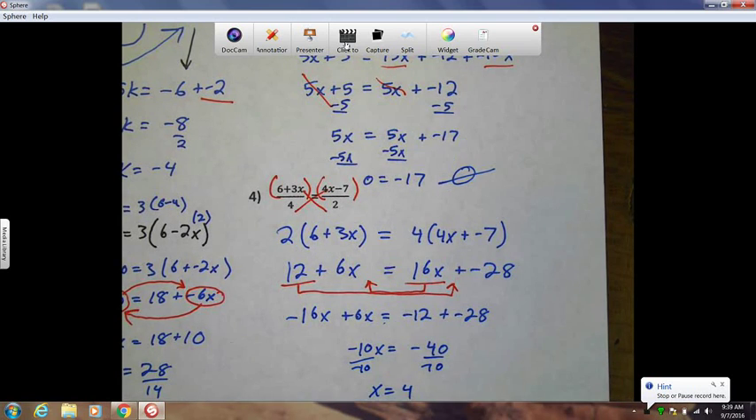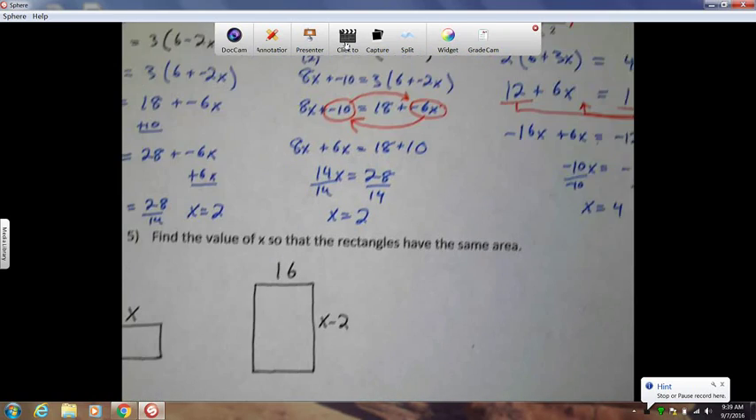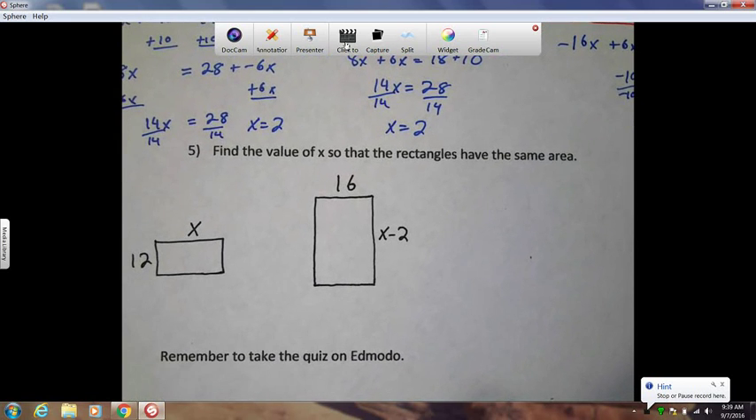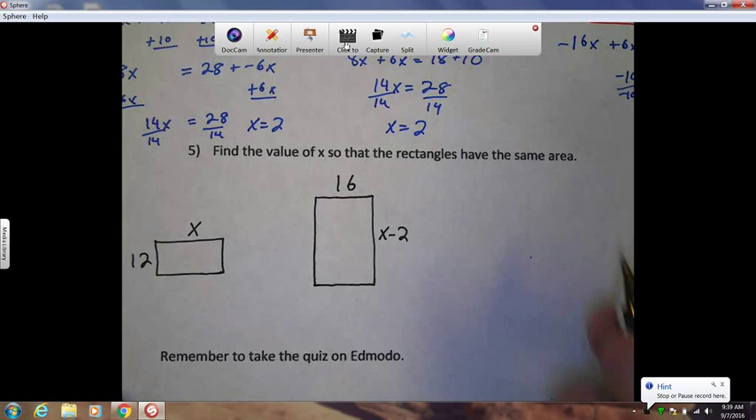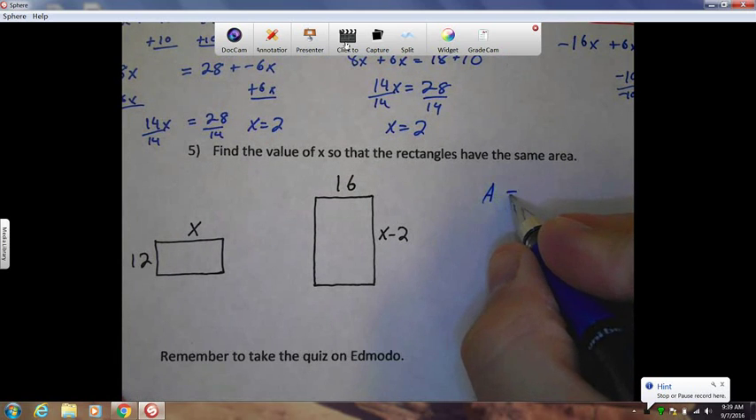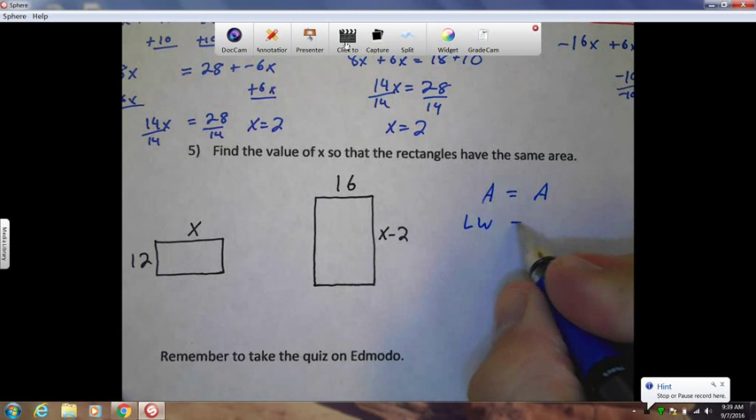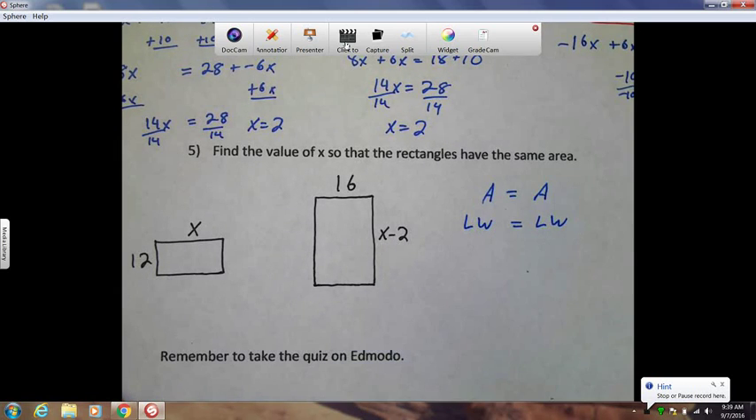Last one. I have two rectangles. I need to find the value of x so that they have the same area. Okay, so their area has to be the same. So I'm going to show you a little bit of extra work. The area of one has to equal the area of the other. Well, area is length times width. So the length times width of one has to equal the length times width of the other.